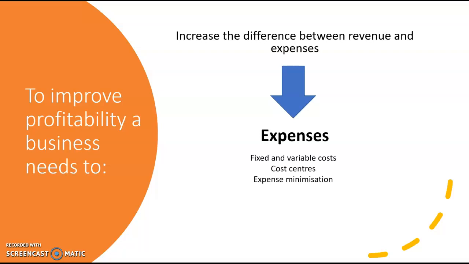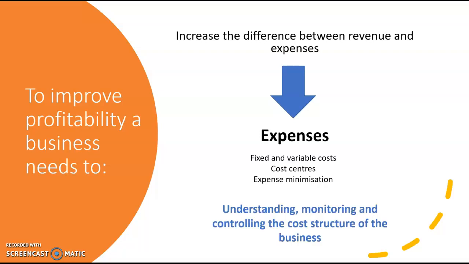The syllabus says we need to know 3 different aspects to this strategy. We need to know about fixed and variable costs, cost centers, and expense minimization. It all comes down to the business understanding, monitoring, and controlling their cost structure.